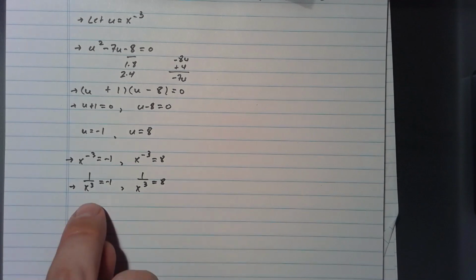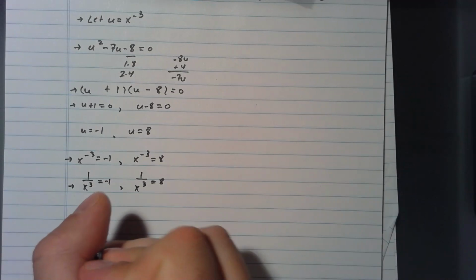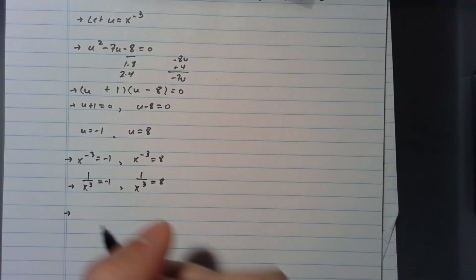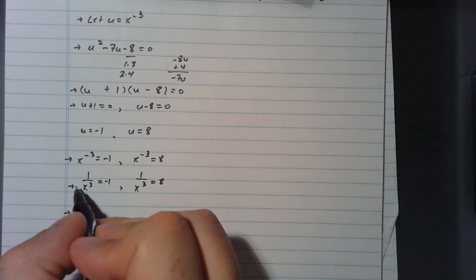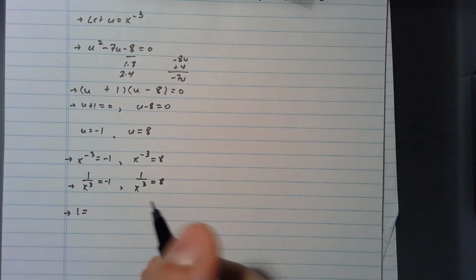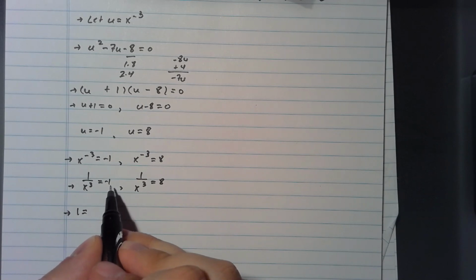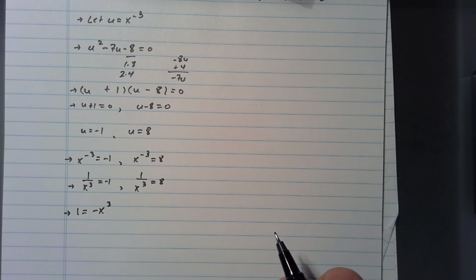So how do you solve these equations? Well, you can multiply both sides by x cubed, right? So if you do that, if I multiply the left side by x cubed, I'm going to get 1 equals, and if I multiply this by x cubed by negative 1, I'm going to get negative x cubed.